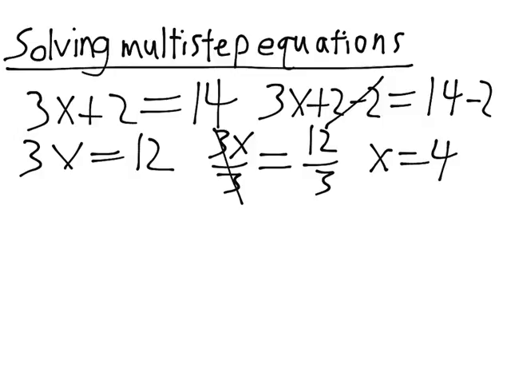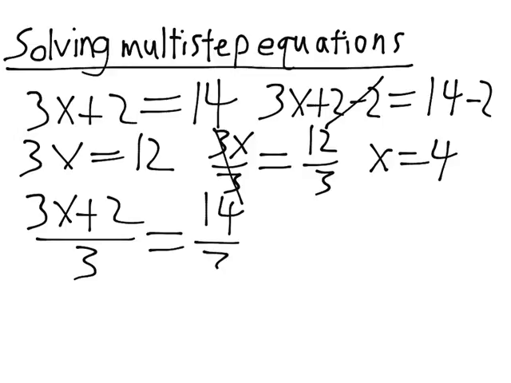Notice that to solve this equation, we had to remove the operations on x in the opposite order they were originally applied. If we tried dividing both sides of the equation by 3 instead of subtracting by 2 at first, then we'd be left with (3x + 2)/3 = 14/3. Now this equation is even messier than the one we started with, so that doesn't help us very much.